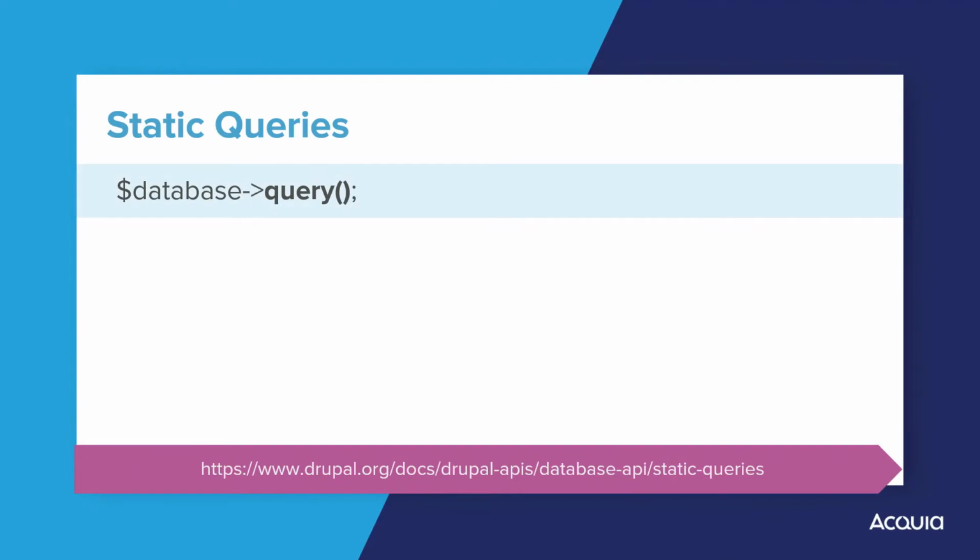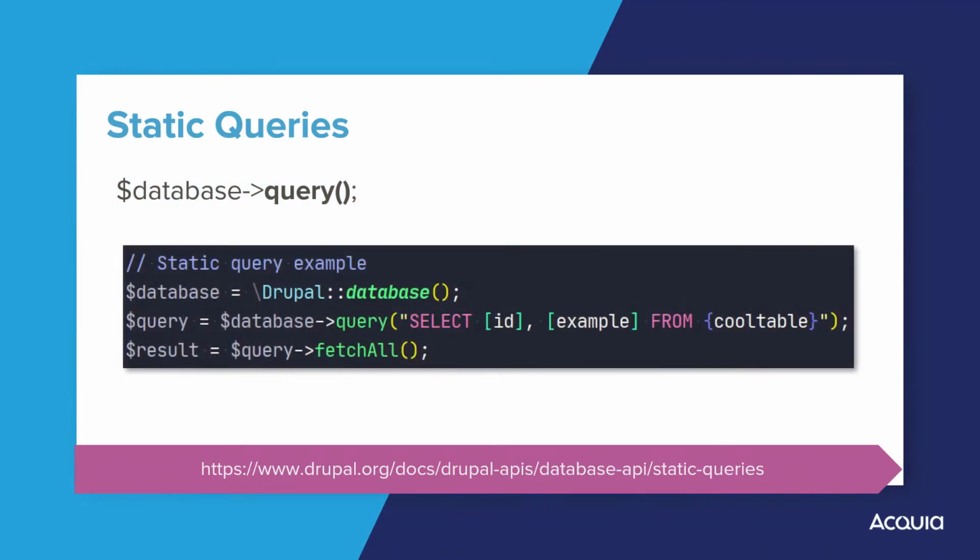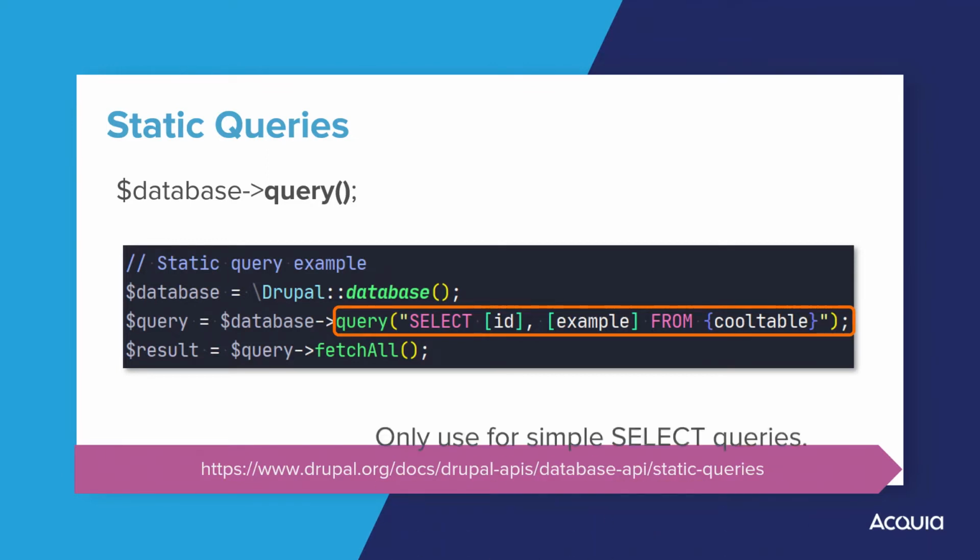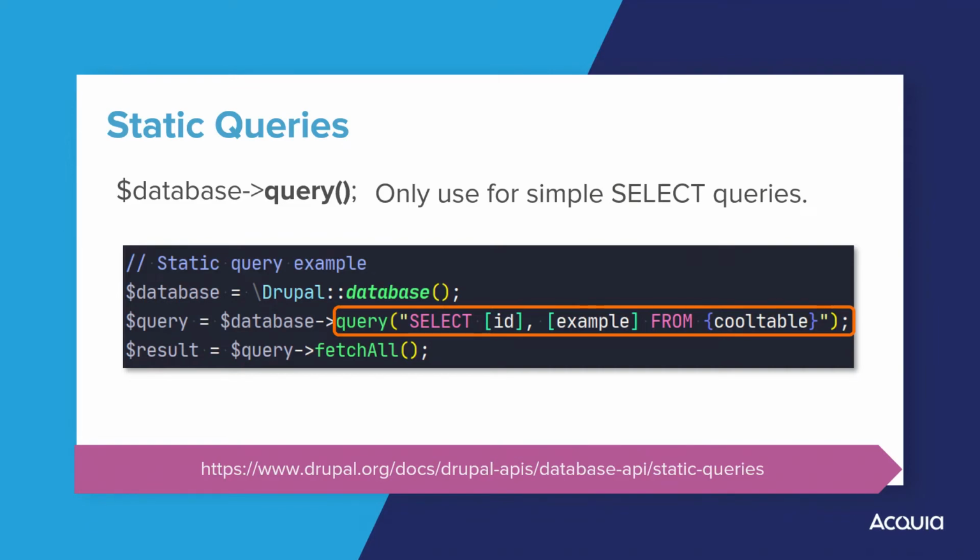Most select queries in Drupal are static queries using the query method of a database connection object. Static queries are passed to the database nearly verbatim. So, for example, in this query here, we are selecting the fields of ID and example from the cool table table. Remember, only very simple select queries such as this should be using the static query method. You should use a dynamic query if you need more complex queries. Said another way, only use the query method on a database connection object for simple select queries.